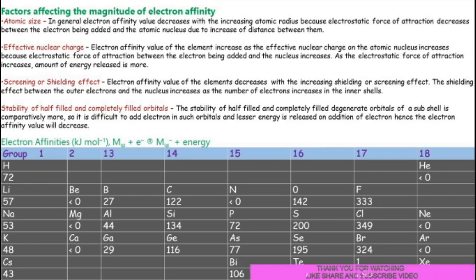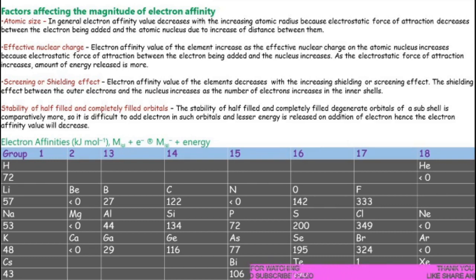The atomic size, effective nuclear charge, the same as compared to the ionization energy. In general, electron affinity value decreases with increasing atomic radius, because the electrostatic force of attraction decreases between the electron being added and the atomic nucleus due to the increase of distance between them. Effective nuclear charge: the electron affinity value of the element increases as the effective nuclear charge on the atomic nucleus increases, because the electrostatic force of attraction between the electron being added and the nucleus increases. As the electrostatic force of attraction increases, the amount of energy released is more as compared to a lower effective nuclear charge.